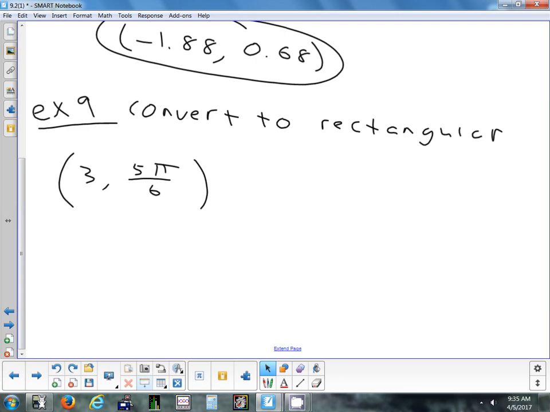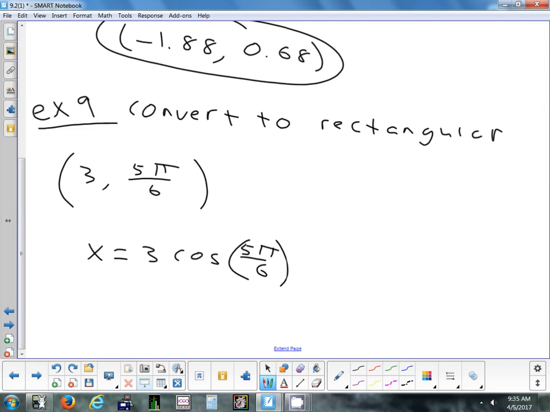All right, let's try this one. What's my formula for x here? 3 cosine 5 pi over 6. And it's perfectly fine to use 5 pi over 6 as long as you change your mode on your calculator to radians. If you don't want to change the mode, then you could change that to degrees and keep the mode the way it is. But I would just change the mode.